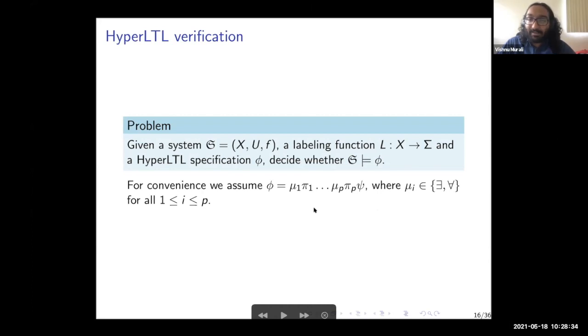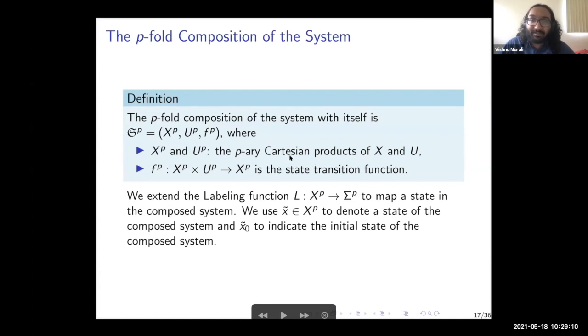Given a system, a labeling function, and a hyper-LTL specification, we want to decide whether the system does satisfy the hyper-LTL specification. For convenience, we assume the hyper-LTL specification phi to be of the form mu1 pi1, mu2 pi2, and so on up to mu p pi p, where mu i denotes either the existential or the universal quantifier. For example, it can be for every trace pi1 there exists pi2, and so on up to for every trace pi p holds. And so, to help reason about this, we consider the p-fold composition of the system with itself.